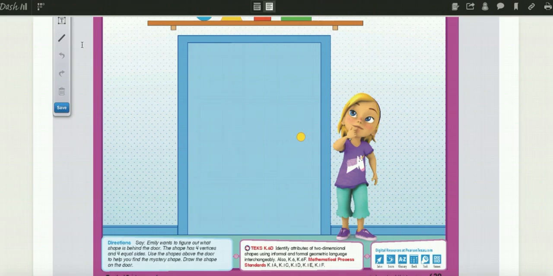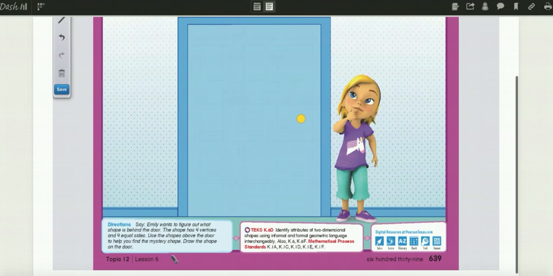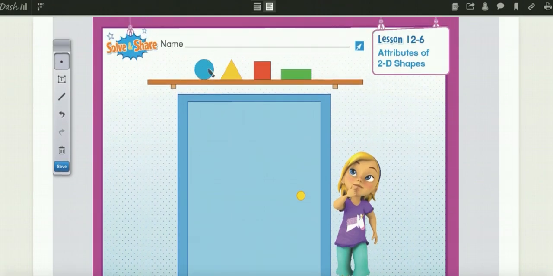So it tells us that our shape needs to have 4 vertices. A vertice is a corner. So let's see which of these shapes. Does a circle have any corners? No, so we know that cannot be our answer. A triangle, let's see how many. 1, 2, 3. Does it have 4? No, it has 3, so we know that cannot be our answer.